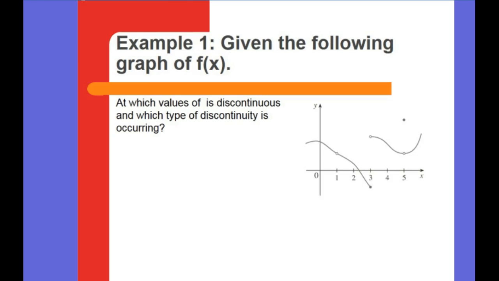So given the following graph, at which values is it discontinuous, and what type of discontinuity are we witnessing? Going from left to right is the easiest way, and you just follow the graph. Oh, I got a hole. So the hole occurs at x equals 1. I search up and down. The hole's not filled in. So x equals 1 is removable.